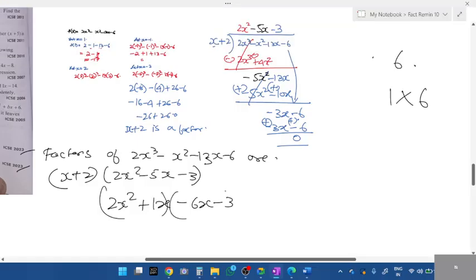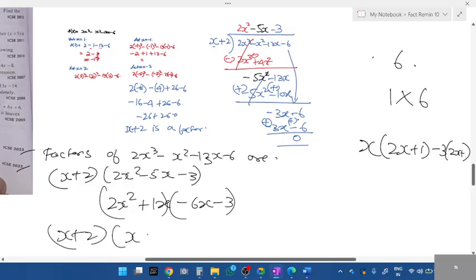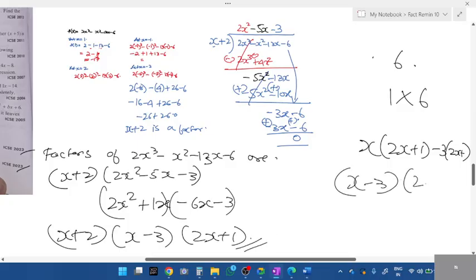Group it like this. What are the values we get? I'll do it on the right hand side. x is common, you get 2x plus 1. Minus 3 is common, 2x plus 1. So what's the answer? x plus 2 into x minus 3 into 2x plus 1. All of you got this? Okay, that's it. This is the final answer, students. Good. You'll get 4 marks.